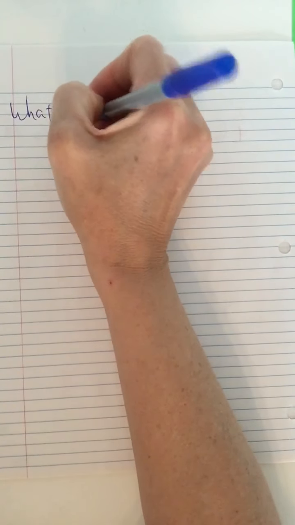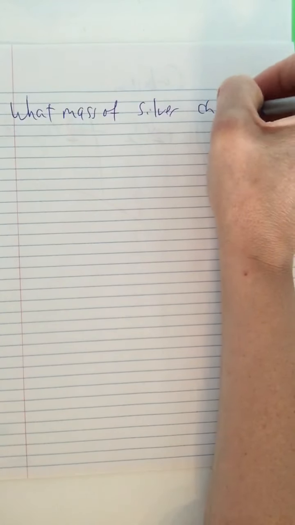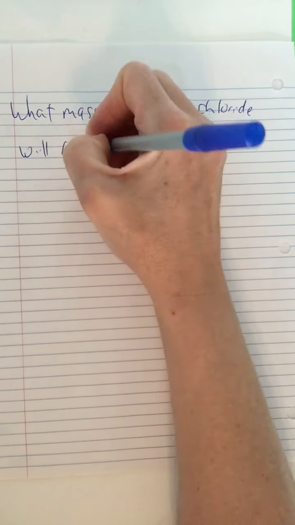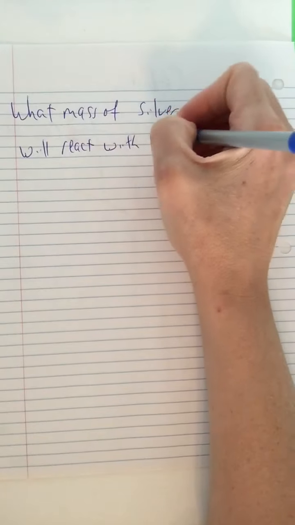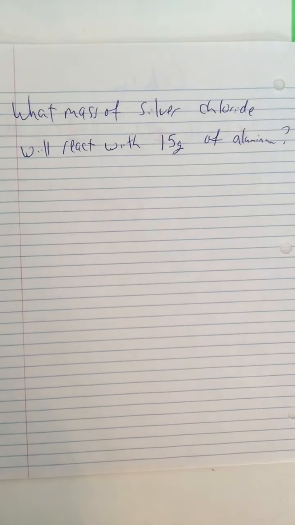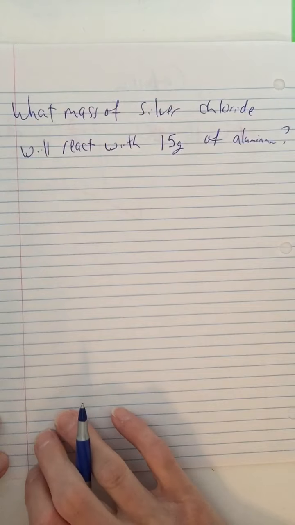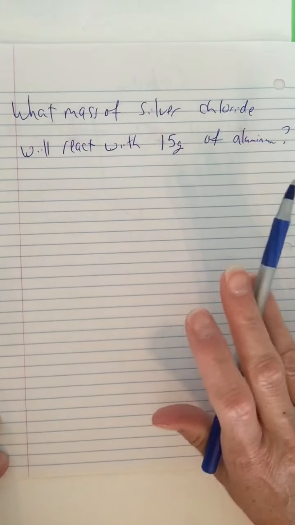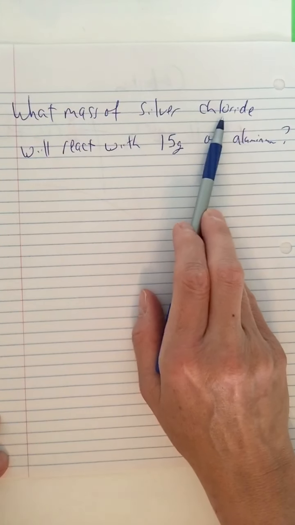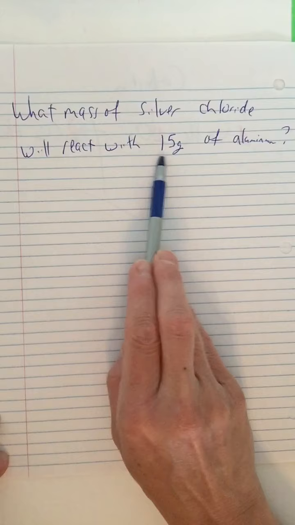So it says, what mass of silver chloride will react with 15 grams of aluminum? Okay. So let's look at this. We were given some information, not a ton, but let's see what we can do with it. What mass of silver chloride will react with 15 grams of aluminum?